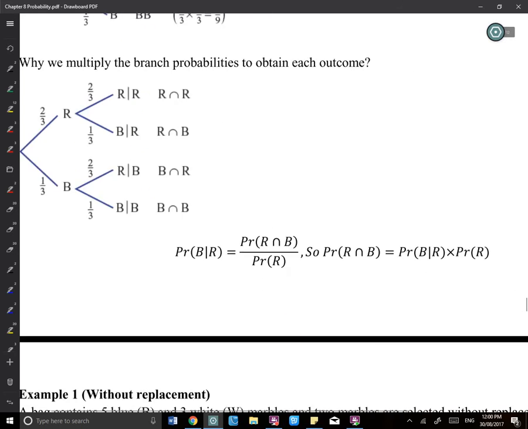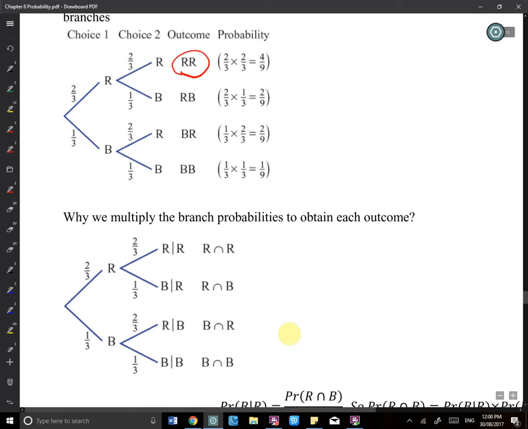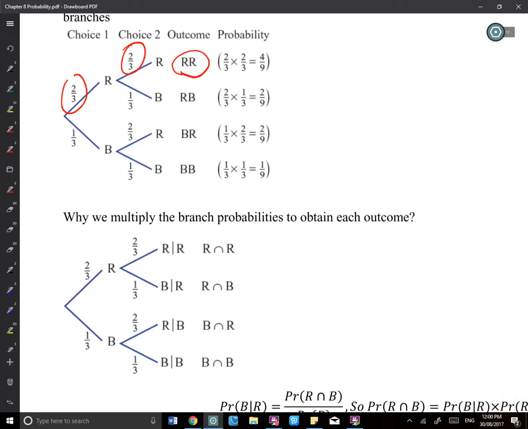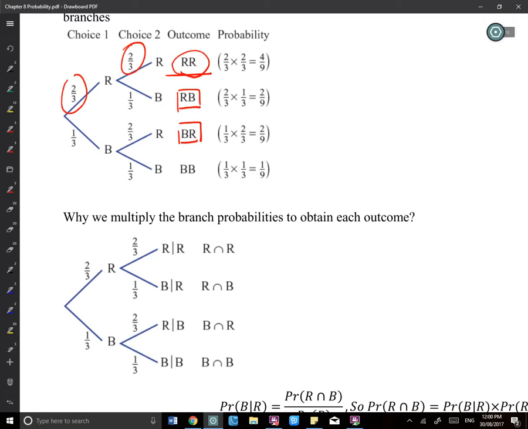So let's have a look. The probability of the final outcome is just the probability on each branch multiplied. That's 2/3 times 2/3, which is 4/9 to get a red and a red. What's the difference between red, blue and blue, red? It's the order: do you get a red one first or a blue one first? If I only talk about wanting a red and a blue, and I didn't mention the order, both are satisfied, so I can just add those two probabilities together.